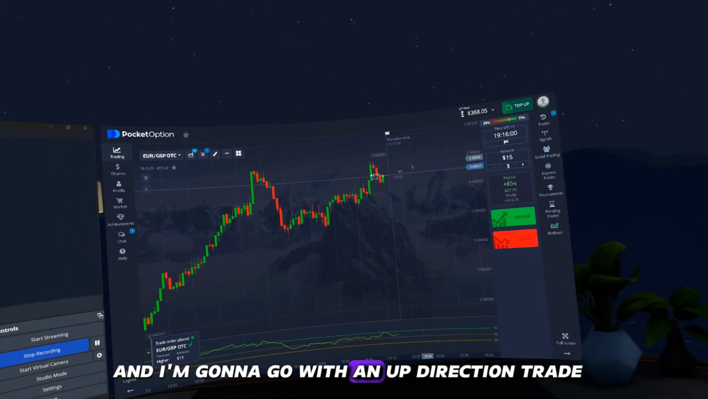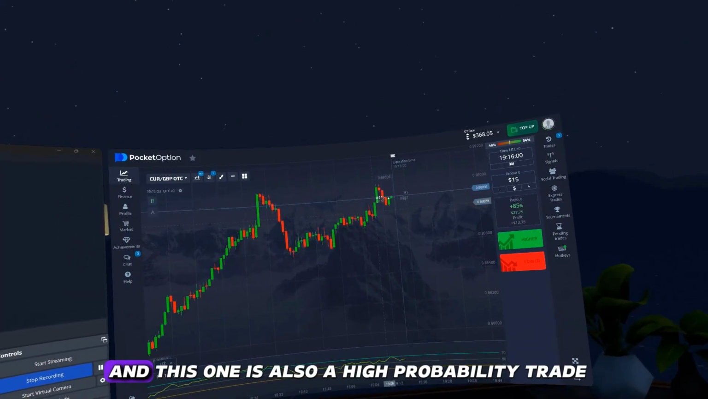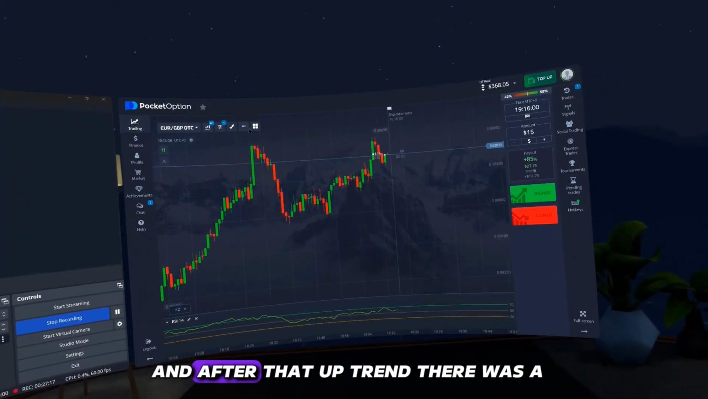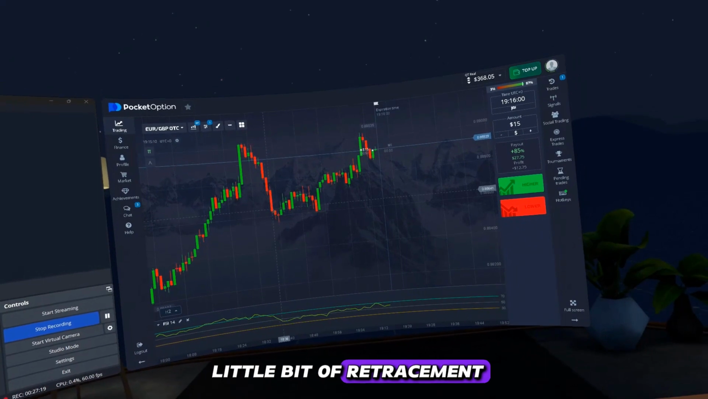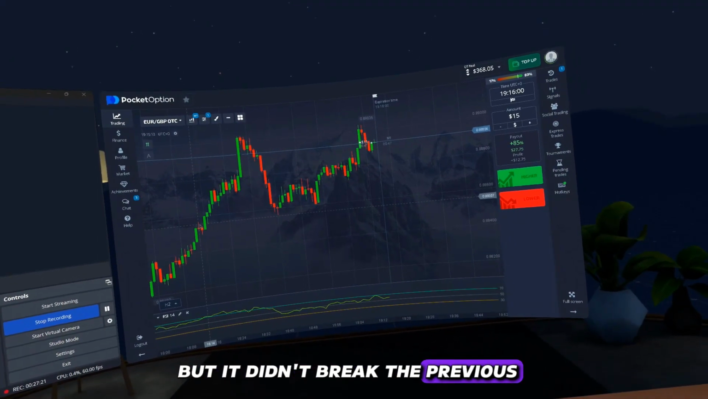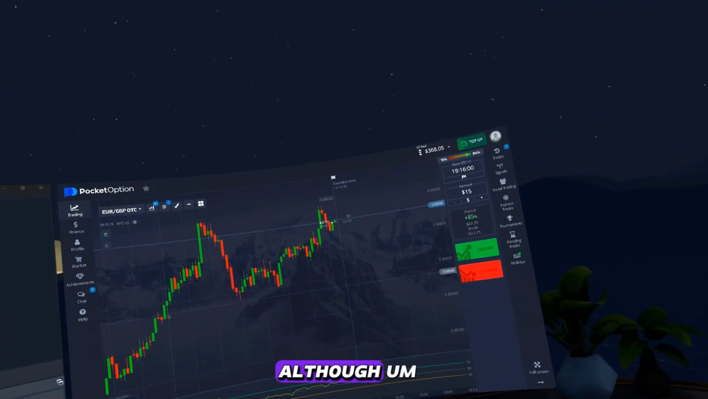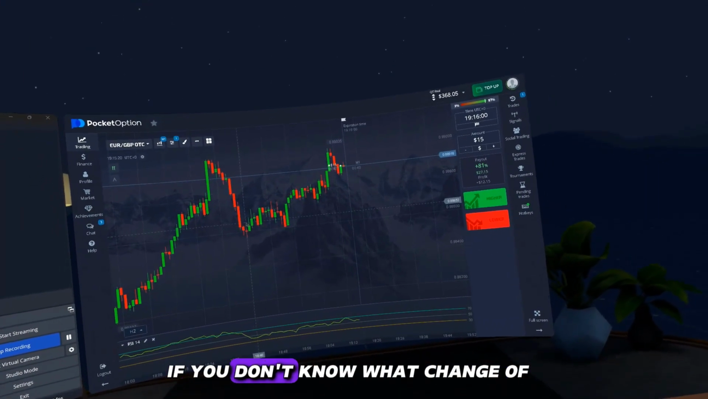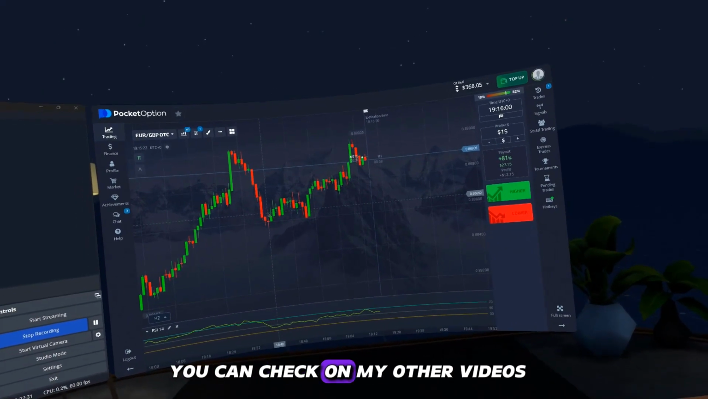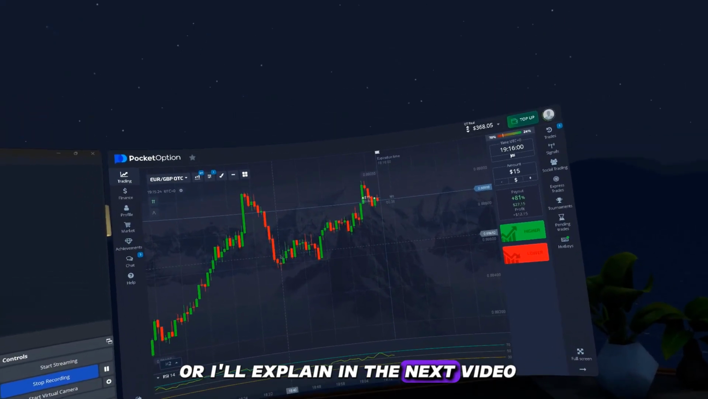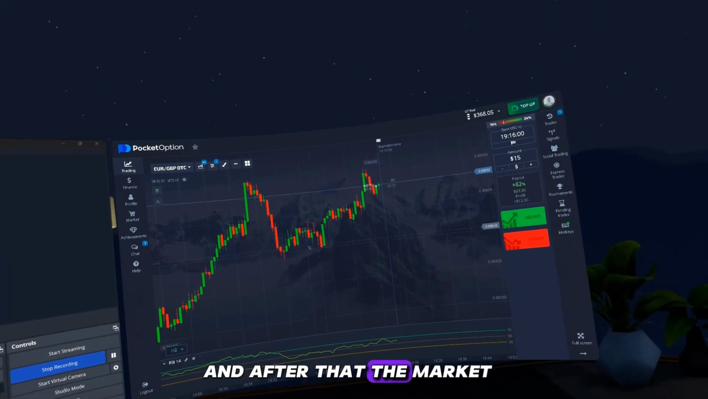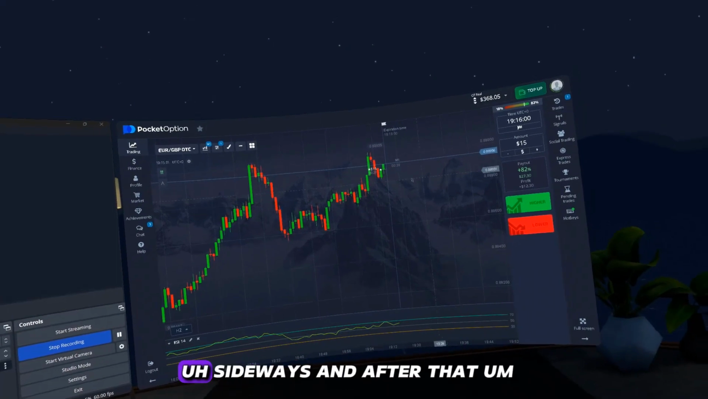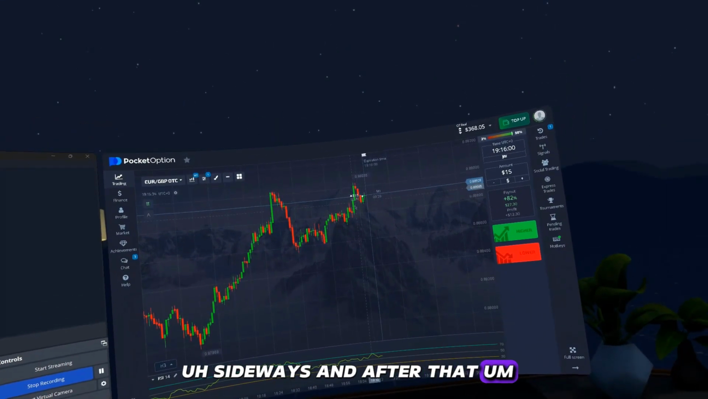And I'm gonna go with an up direction trade, which I've entered. And this one is also a high probability trade because, as you guys can see, we had an uptrend, and after that uptrend, there was a little bit of retracement, but it didn't break the previous low, which is not considered as a change of character. If you don't know what change of character is, you can check on my other videos, or I'll explain in the next video.